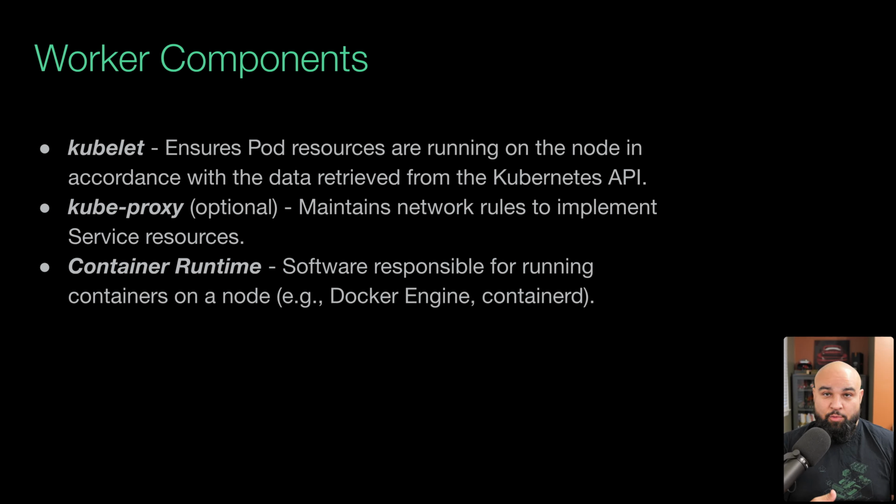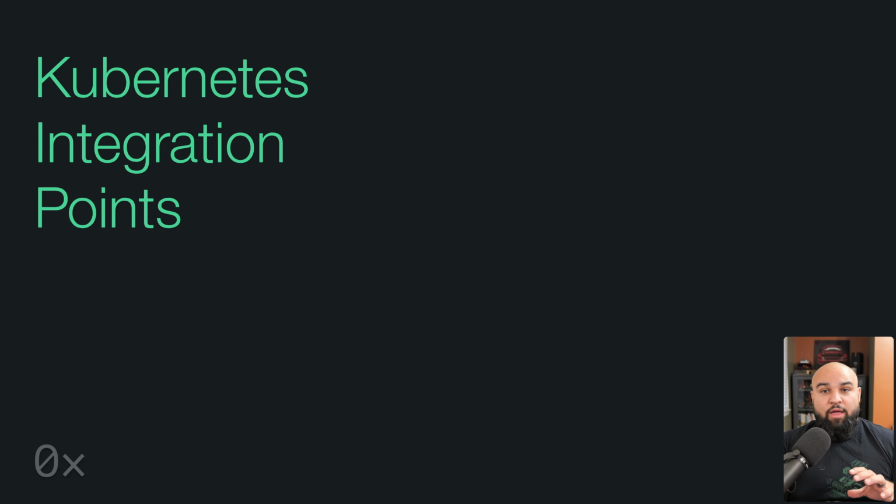Worker components, on the other hand, are generally the kubelet, which ensures that pods are actually running on the nodes that Kubernetes told them to run on. The kube-proxy, which maintains the network rules to implement service resources. And you have the container runtime, like Docker Engine or containerd, and this is responsible for actually running the containers on a node.